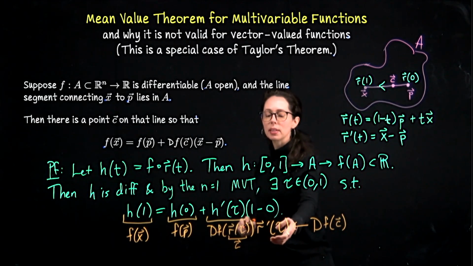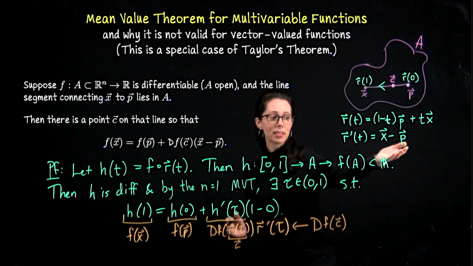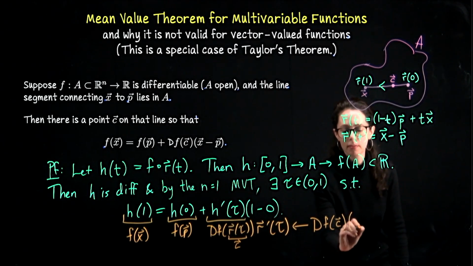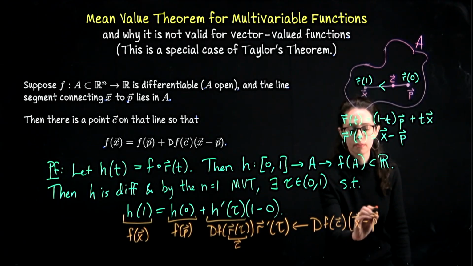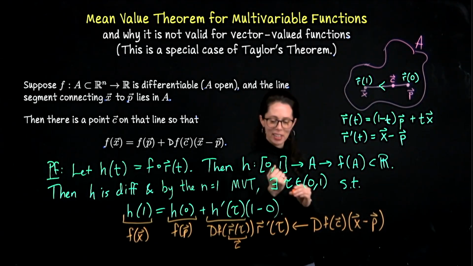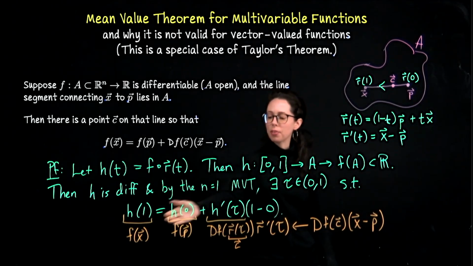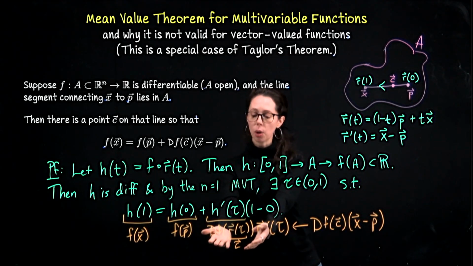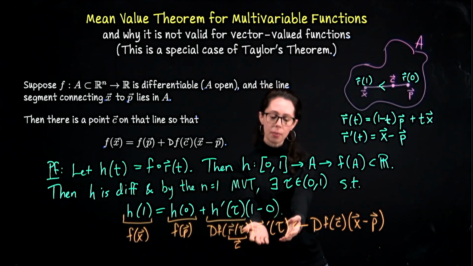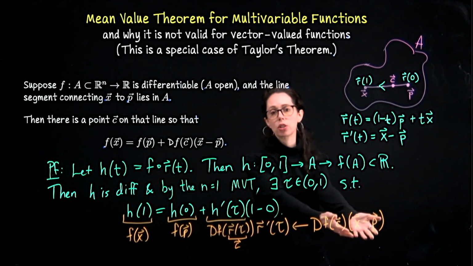And then r prime at tau, don't overthink that. r prime is constant. This is x minus p. Okay, again, I didn't write out a nice ending, but you can do that with one or two sentences now. So we have f of x equals f of p plus the Jacobian matrix at c times the velocity vector r prime, which is actually the vector x minus p.